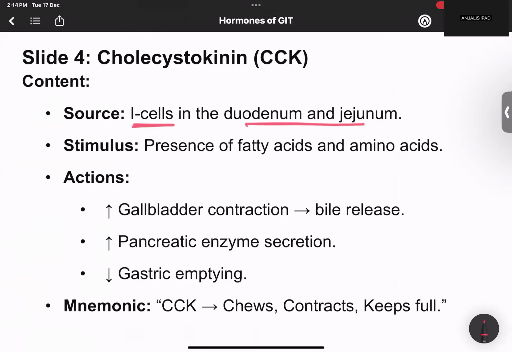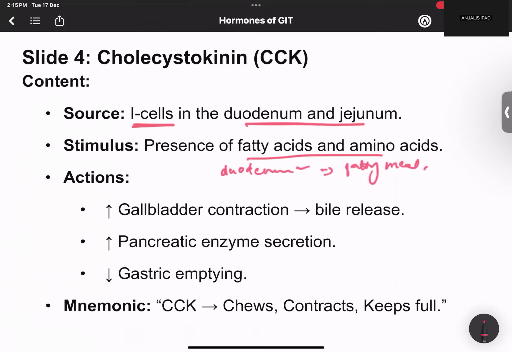Now the stimulus. CCK is released when fatty acids and amino acids enter the duodenum after a fatty meal. So what is the stimulus? It is released when fatty acids and amino acids enter the duodenum after a fatty meal.